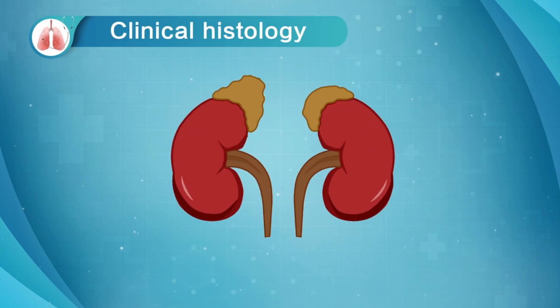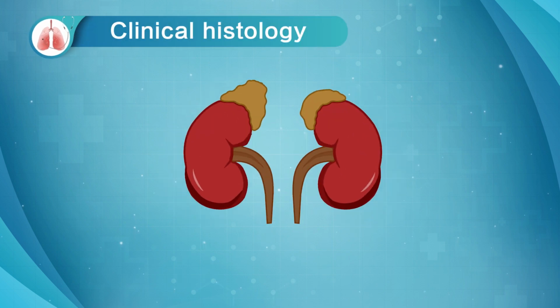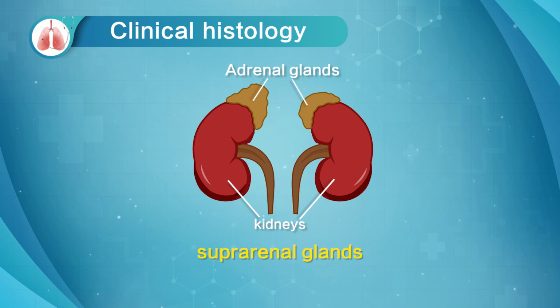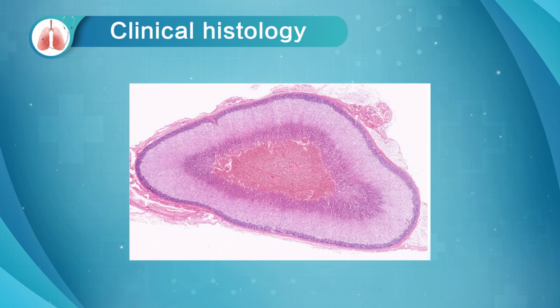This picture shows us the location of the adrenal gland just above the kidneys. According to their location, you can also call them suprarenal glands. These glands are important endocrine organs of the human body. From a cross-sectional view, the gland is divided into 2 parts, the peripheral adrenal cortex and the central medulla.